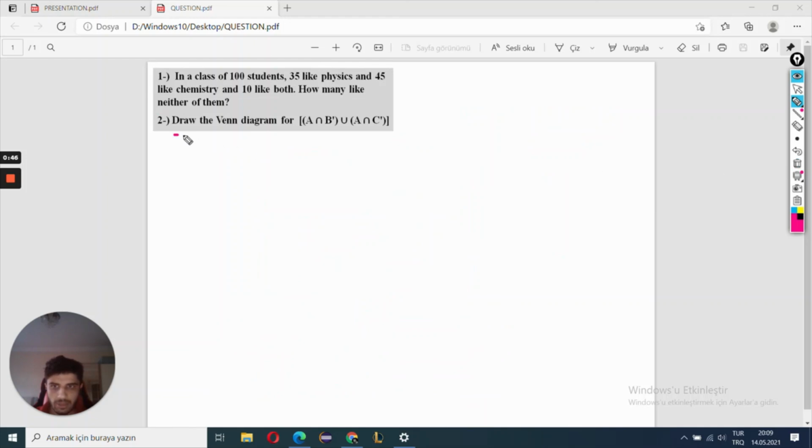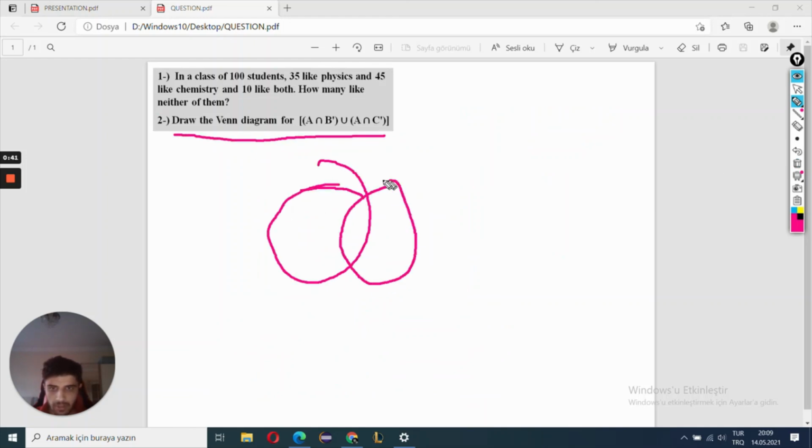Okay, next question is: draw the Venn diagram for the following expression. This is A, this is B, this is C. A intersects B's complement is this area. Union A intersects C's complement is this area. So the shaded areas are the answer.